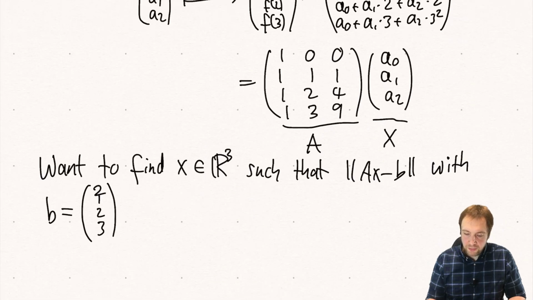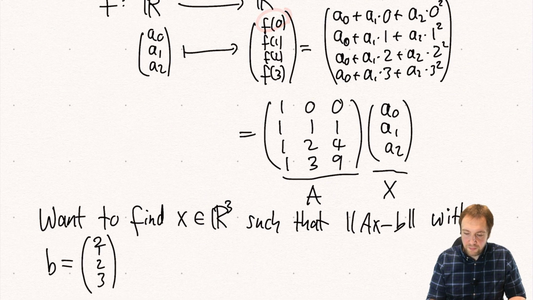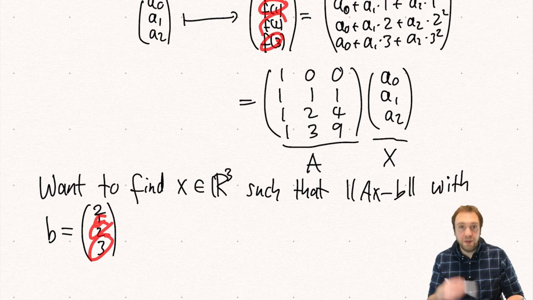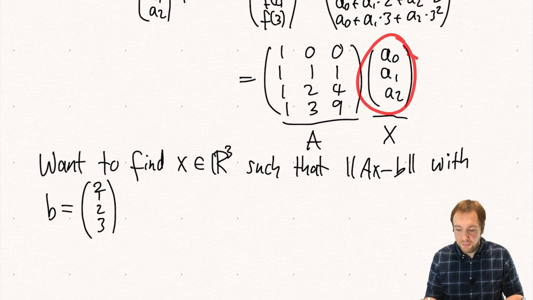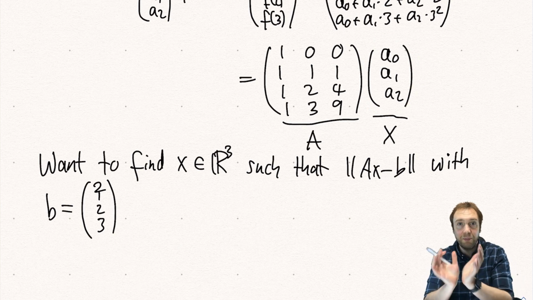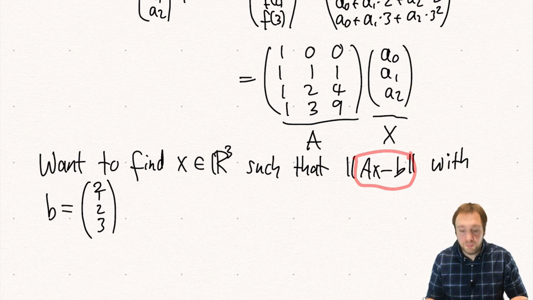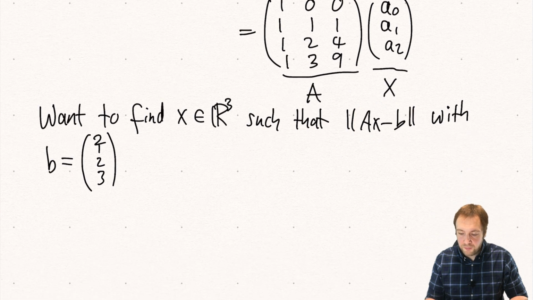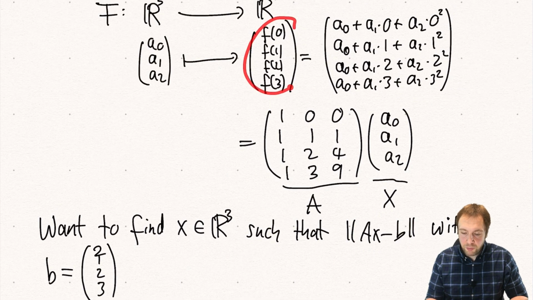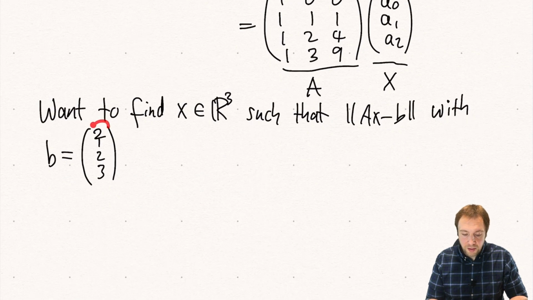I mean, we would like to have that f0 is 2, f1 is 1, f2 is 2, and f3 is 3. But this will not be possible because we cannot find the perfect polynomial. But we want to make this as small as possible. So we want to find an x such that the possible outcome of the functions at these points 0, 1, 2, and 3 are close to this 2, 1, 2, and 3.